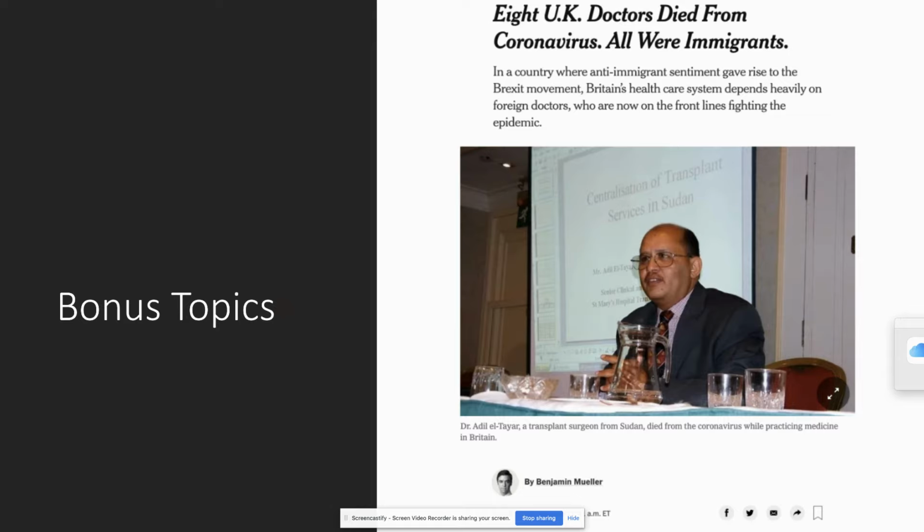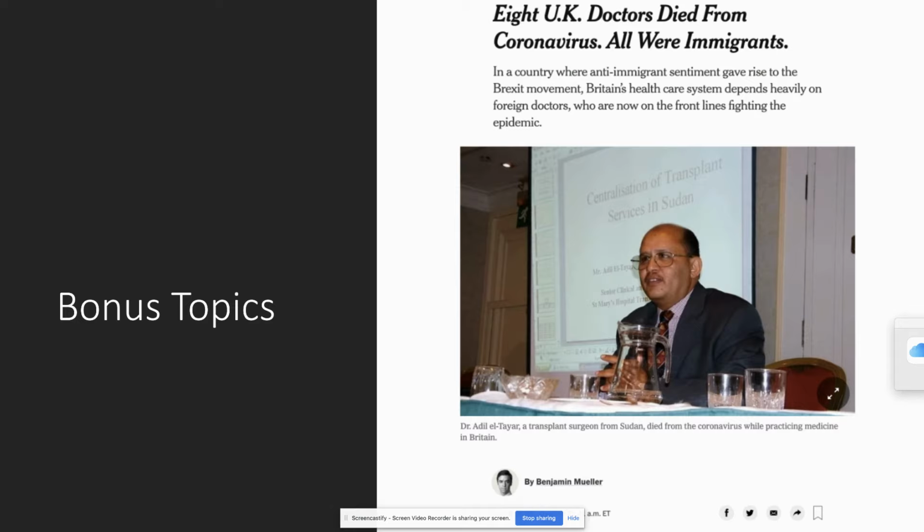So I've got a couple bonus topics. Here's a New York Times article from today. Political geography and migration. The headline is 8 United Kingdom doctors died from coronavirus. All of them were immigrants. Now, we know that the United Kingdom just made official their leaving of the European Union. A good portion of the idea of why they should leave that supranational group was this anti-immigrant sentiment, right? Open borders are the thing in the European Union we talked about. Turns out many Britons were not big fans of that.